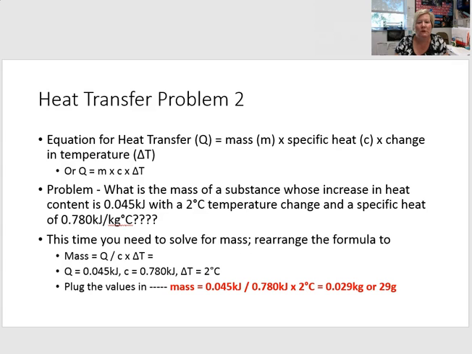Let's do another heat transfer problem. The problem says, what is the mass of a substance whose increase in heat content is 0.045 kilojoules, and you want a 2 degrees Celsius temperature change. Specific heat of the material is 0.780 kilojoules.